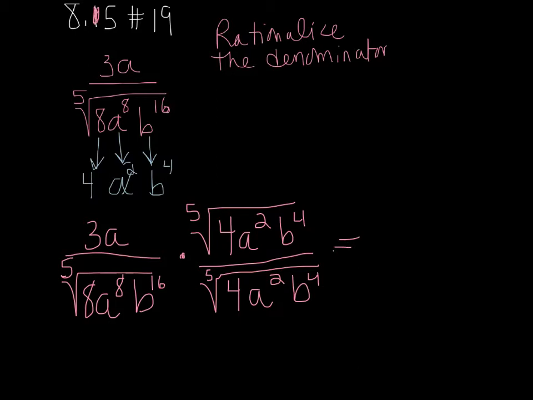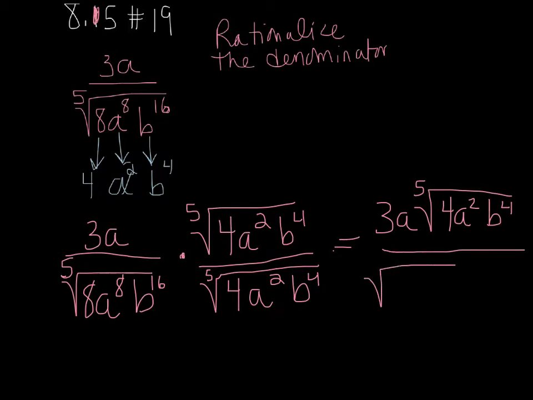Alright, so on the top there's not much going on there. Just put them together. Can't actually combine anything because the 3a is not in a fifth root. But the bottom, when I multiply 8 by 4, I get 32. And a to the 8th times a squared is a to the 10th. And we also get b to the 20th.